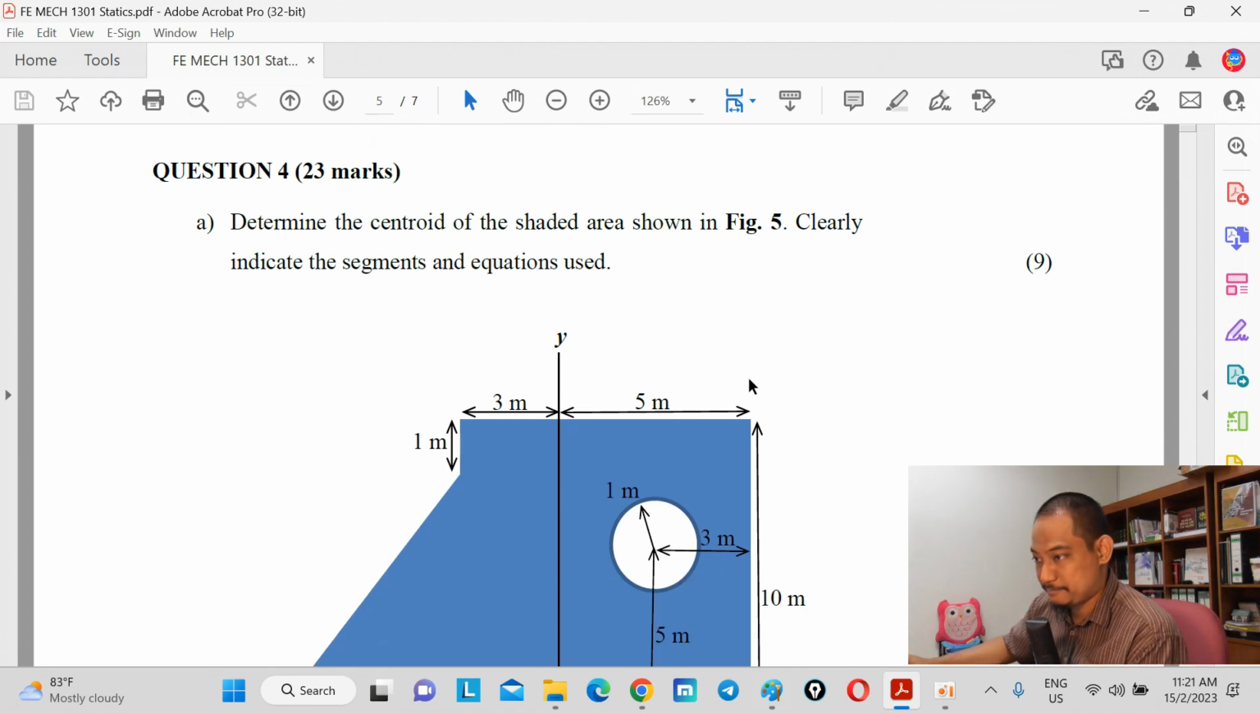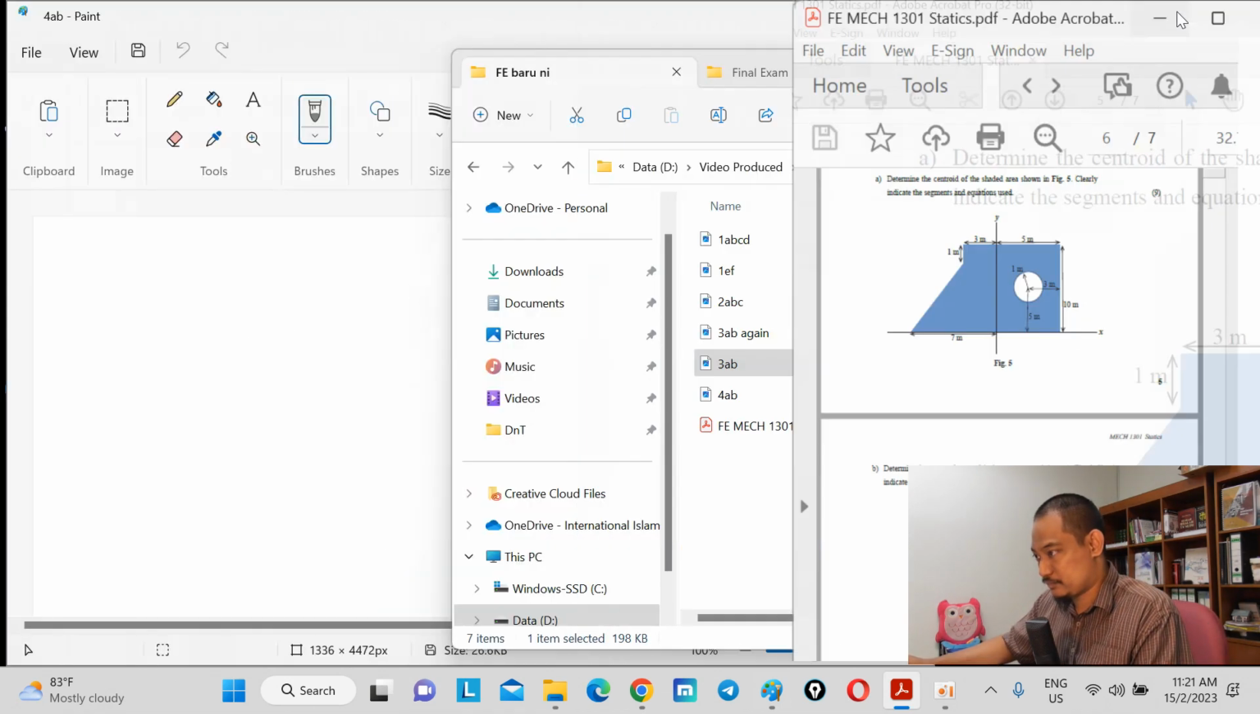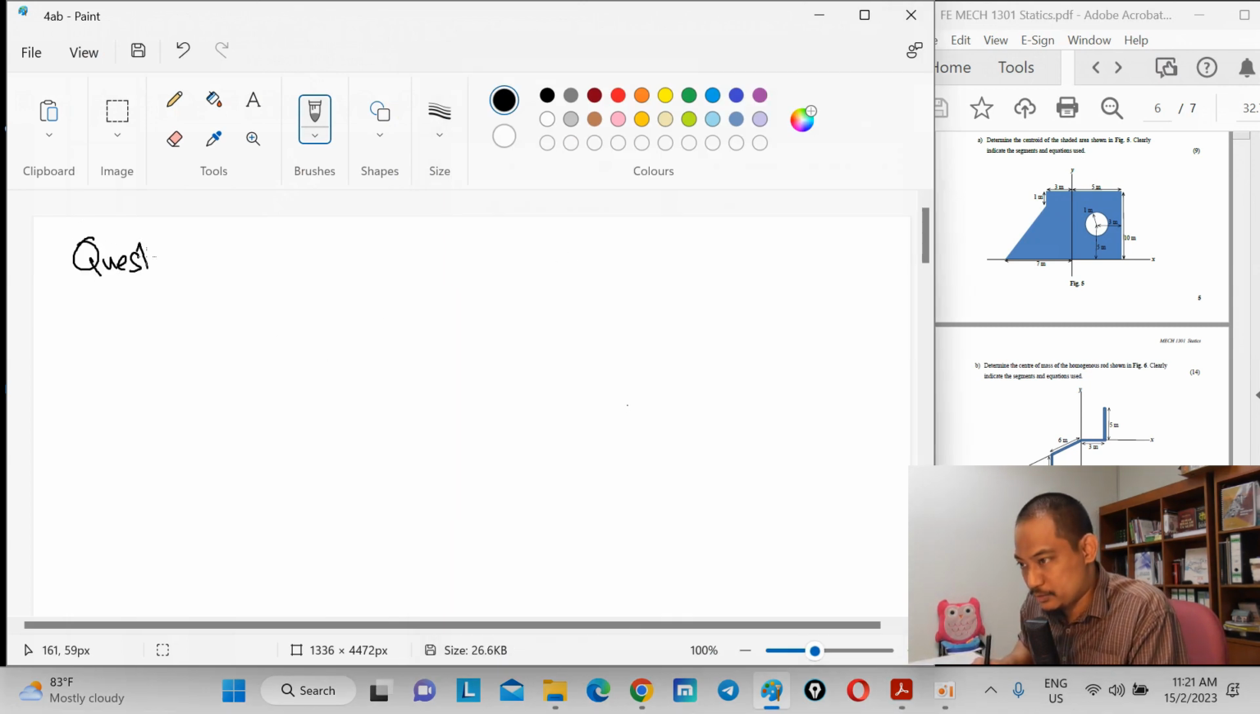Part A. Determine the centroid of the shaded area. Clearly indicate segment. Okay. Right. So question 4A.